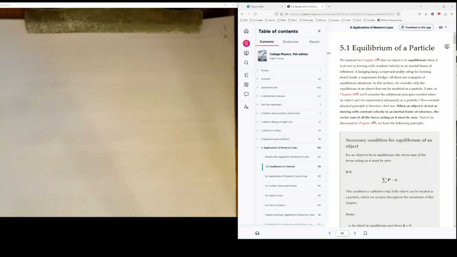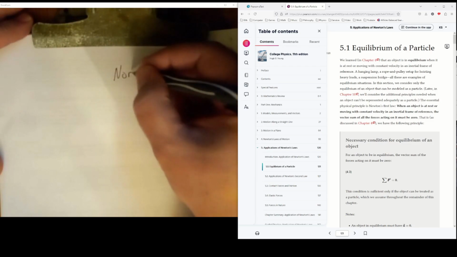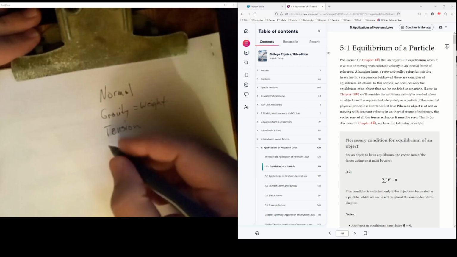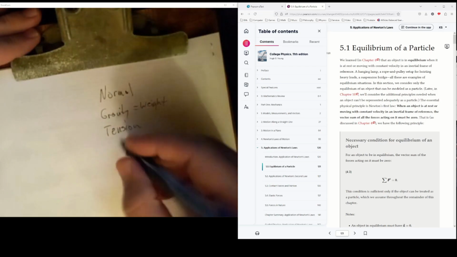All right, so 5.1. And I just want to remind you again of the forces we're looking at. We have a normal force, which is the force when you have surface contact. We have gravity, which is sometimes called weight. A lot of times, actually, it's called weight. We also have tension, a force that's transmitted in a rope. And we won't have any friction for this particular homework, so I'm not going to write that one down.